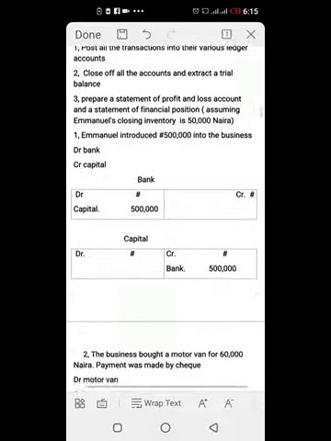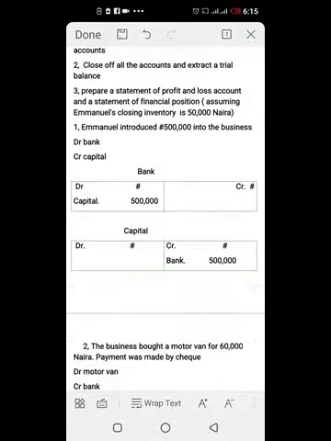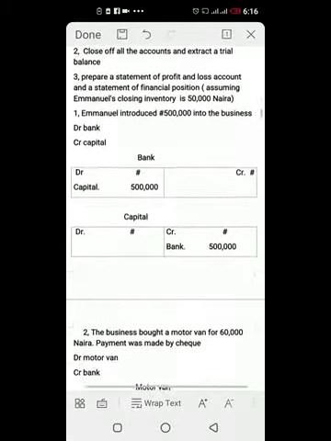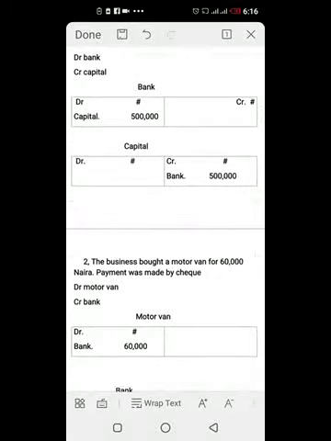So this is our account. That means capital 500,000 naira, bank 500,000 naira, in the credit side and in the debit side. Remember, we must have two accounts for every ledger, or rather for every transaction we must have two accounts.